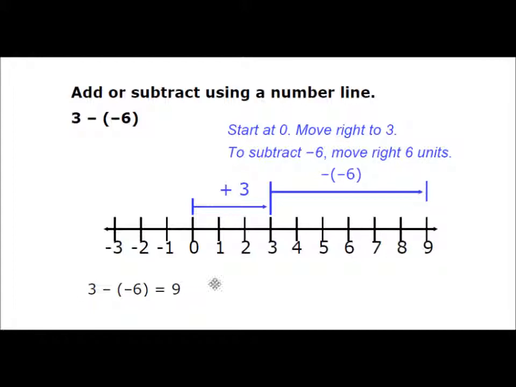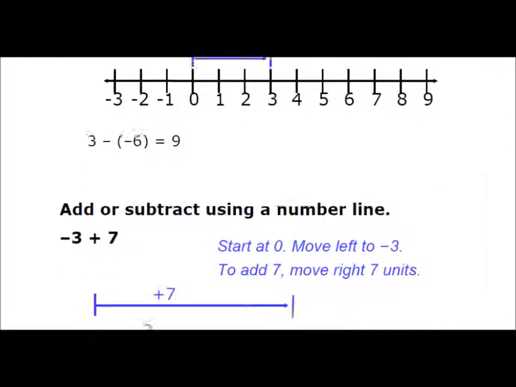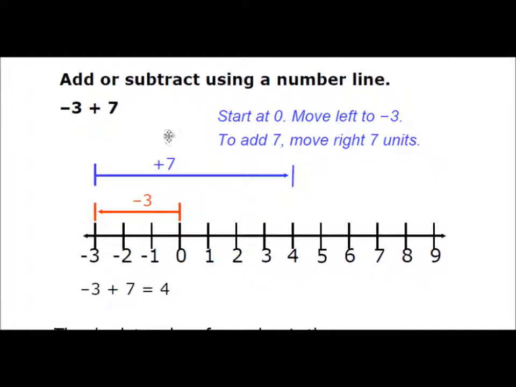What number are we getting? We are getting 9. So 3 minus -6 is 9, because remember, minus minus becomes plus. So this is essentially 3 plus 6. Let's do another example.